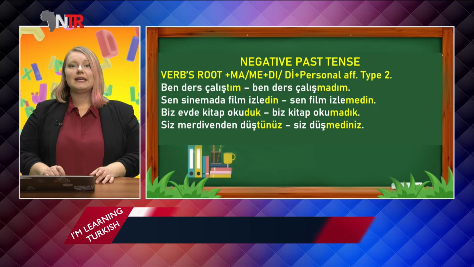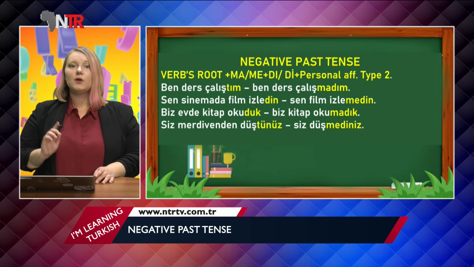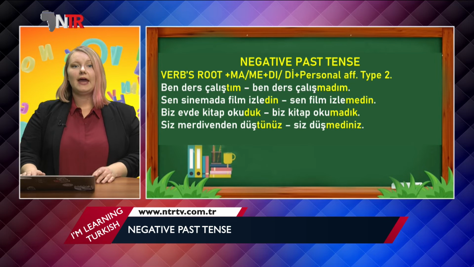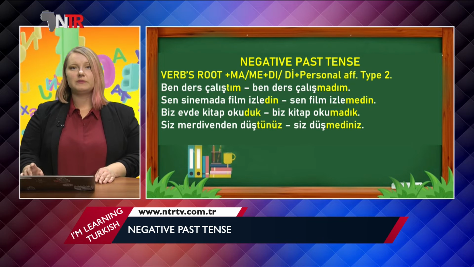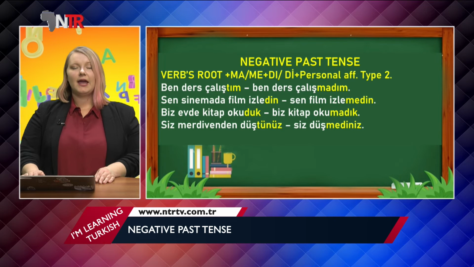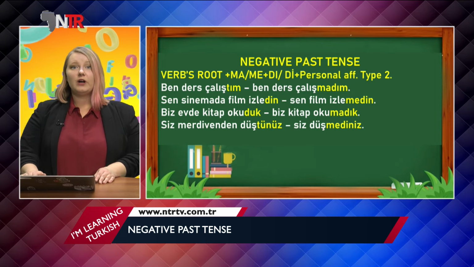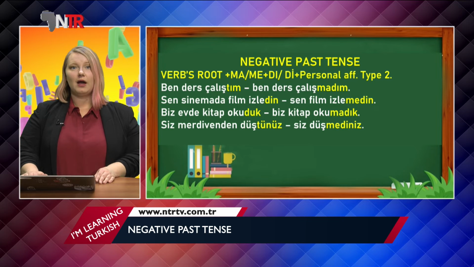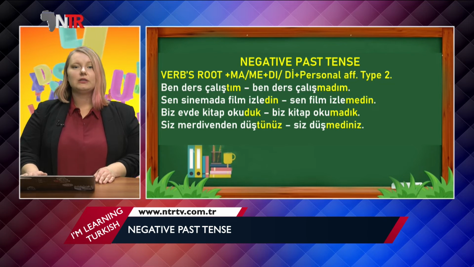Now let's see negative past tense, how to do it. As you maybe remember, we had ma or me to make a negative forms of our infinitives. It is working here as well. We are taking our verb's root, we are adding ma or me, and after that we are adding only dı or di.